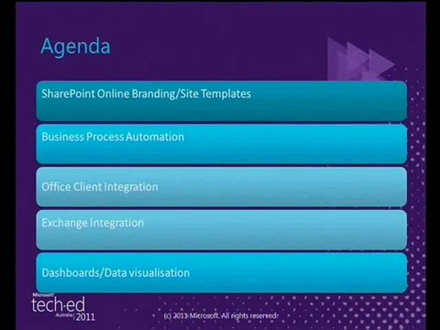So we're going to talk about a few different things. We're going to start nice and easy with some SharePoint Online branding and some methods for how you actually make SharePoint Online look really nice. Then we're going to jump into business process automation and talk around InfoPath and workflow. And we'll move on to Office client integration, so how you can actually do some code on-premise from within Office to connect up to various parts of SharePoint and Exchange Online. And in there we'll also throw in a demo of some Exchange code, and I'm going to talk about dashboards and data visualization at the end of the session.